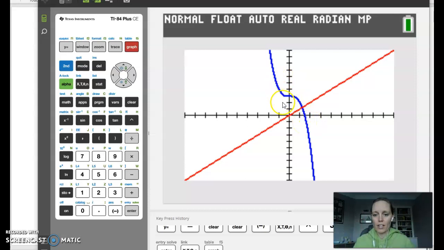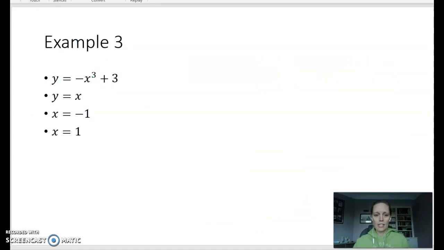So you can see here that negative 1 is here. So imagine a vertical line there, and then positive 1 is here. So it's all that space below this blue line, but above the red line. And so this blue line here is my negative x cubed plus 3 function. The red line is the linear function. So now I know that my integral goes from negative 1 to 1, that those are the bounds on my integral, that the upper function is negative x cubed plus 3, and the lower function is x.